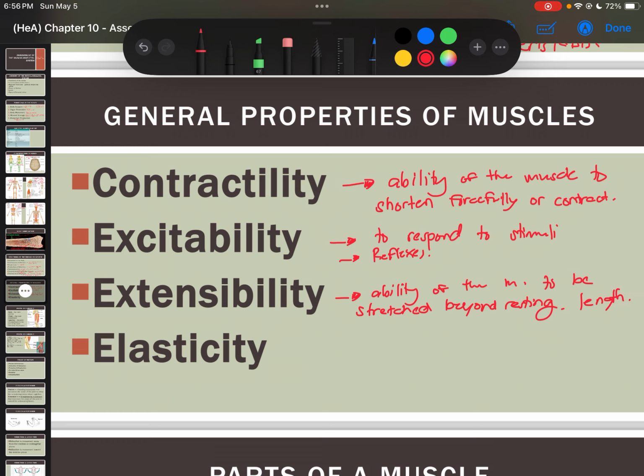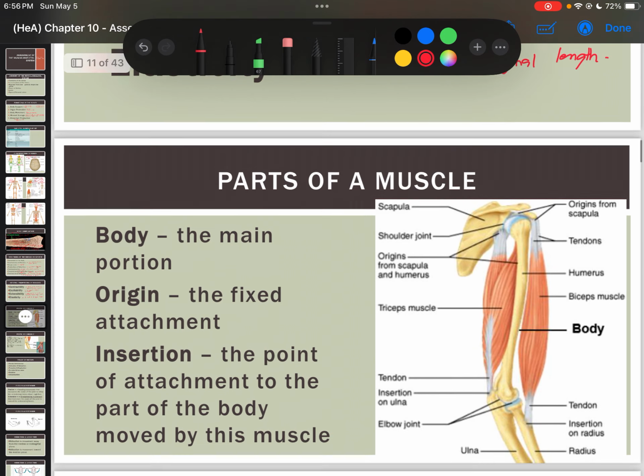And lastly is elasticity. Elasticity is the ability of the muscle to recoil to its original length after it has been stretched. So if you stretch your muscle, obviously that is extensibility. But when you retract it back, it has to recoil back. It's back to its original shape. That is now the property of elasticity.